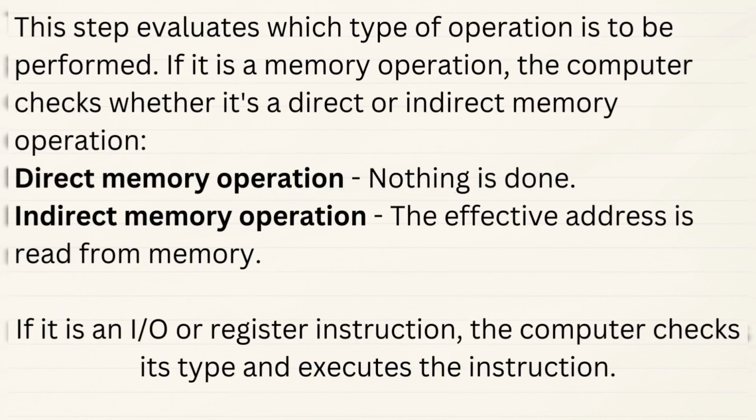This step evaluates which type of operation is to be performed. If it is a memory operation, the computer checks whether it is a direct memory operation or indirect memory operation. In case of direct memory operation, nothing is done. But in case of indirect memory operation, the effective address is read from the memory. If it is an input output or register instruction, the computer checks its type and executes the instruction.